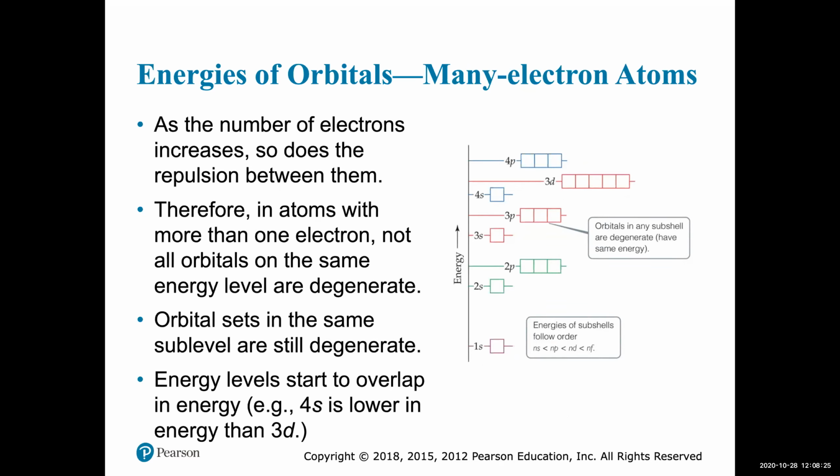Then it even gets a little more complicated, because now instead of 3d being the next energy level, 4s is actually lower energy than 3d. So then we have 4s, 3d, 4p. What you do see, however, is that the 3p orbitals are at the same energy level, and the 3d orbitals are at the same energy level. So within those subshells, you get that they are degenerate.